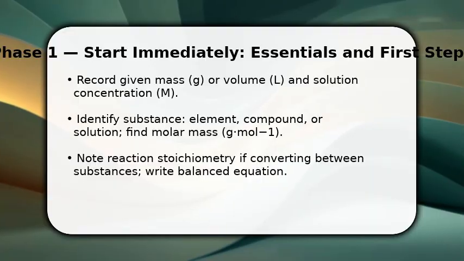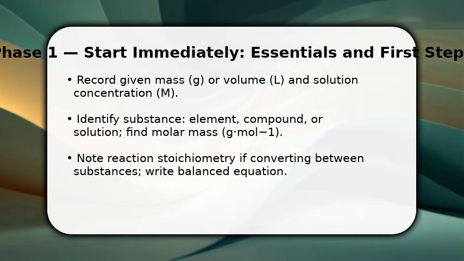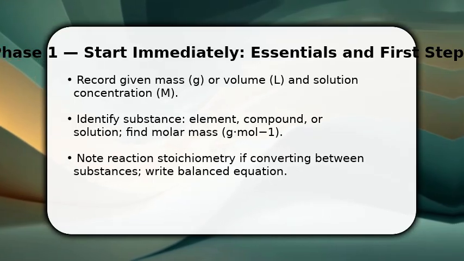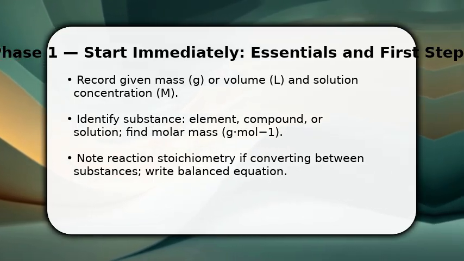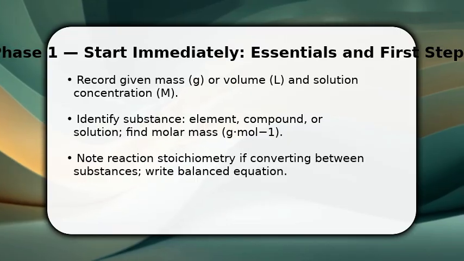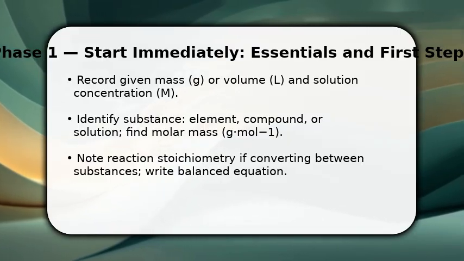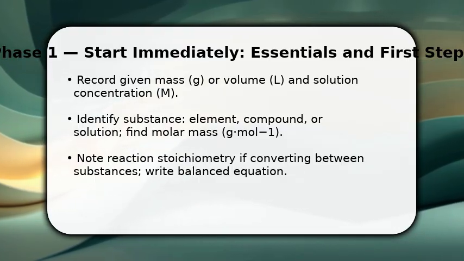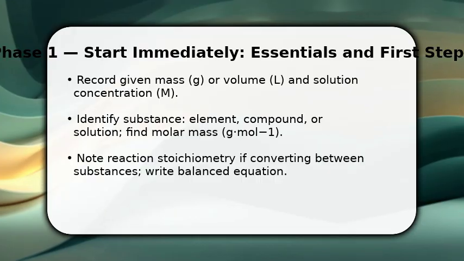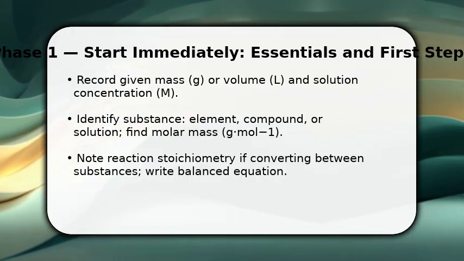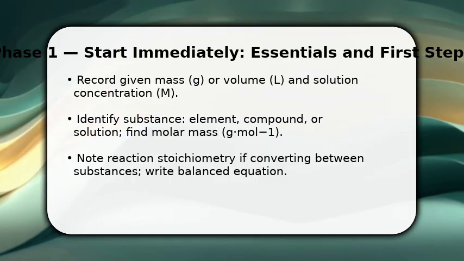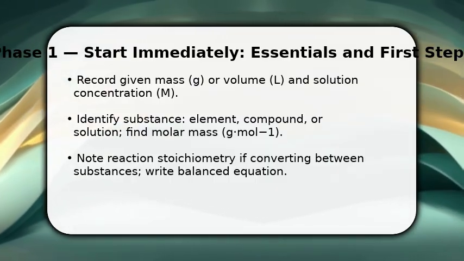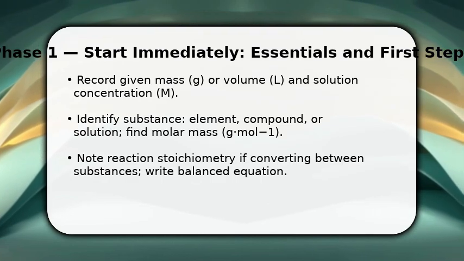You start by collecting the exact inputs, the sample mass in grams or the solution volume and molarity. This matters because moles come from mass or concentration. Once done, determine the molar mass of the substance from the periodic table, that is grams per mole, and it converts mass to amount. If the task links substances, write the balanced chemical equation now so you can use mole ratios. Make sure units match. Convert milligrams to grams or mL to L before you calculate.